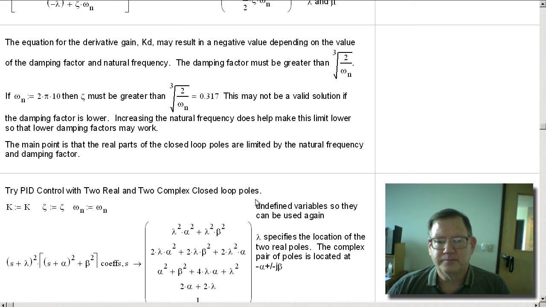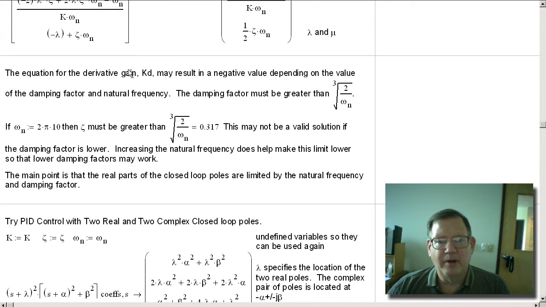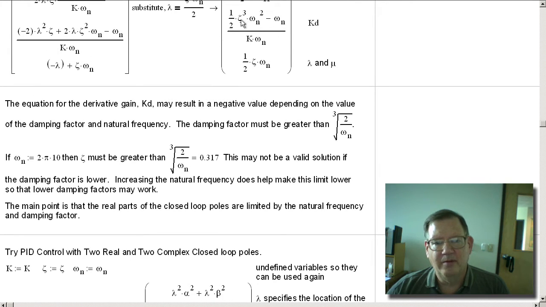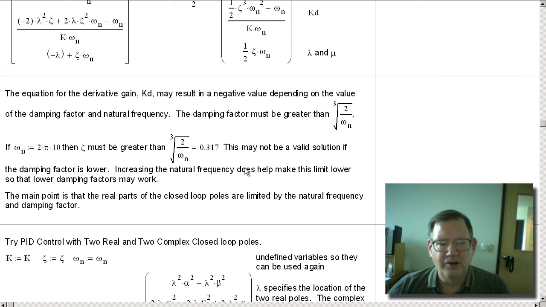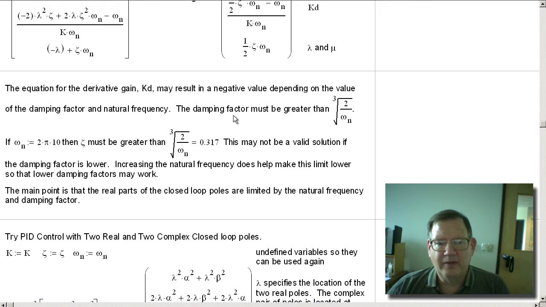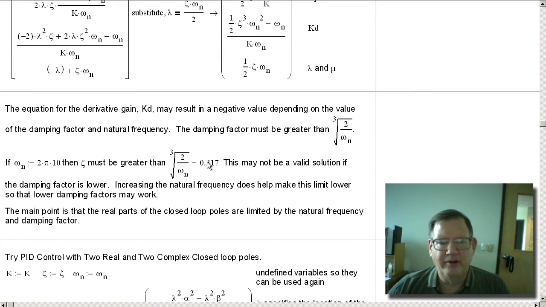So another problem that we run into is that the zeta, the damping factor, must be relatively large. If it gets to be too small, there's a problem, and there's an equation for that. You have to take the natural frequency, divide it into 2, take the cube root, and that's 0.317 in this case. And if the real damping factor happens to be less than this, then there's going to be negative gains.